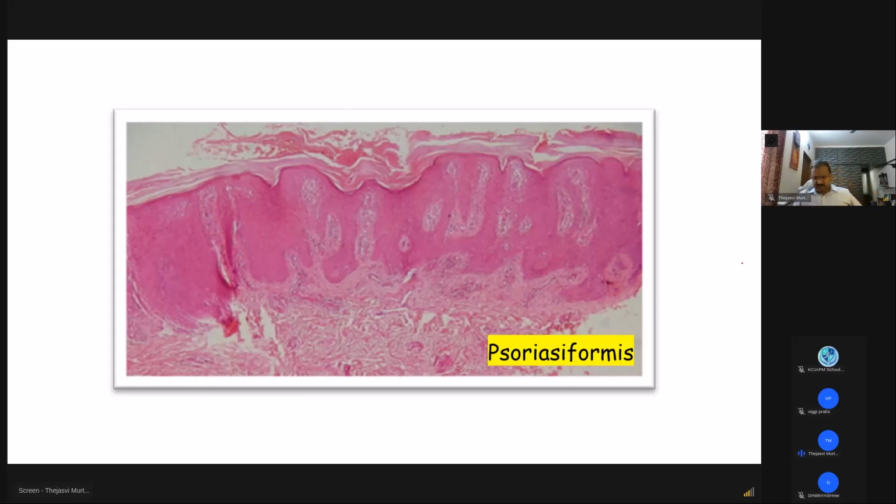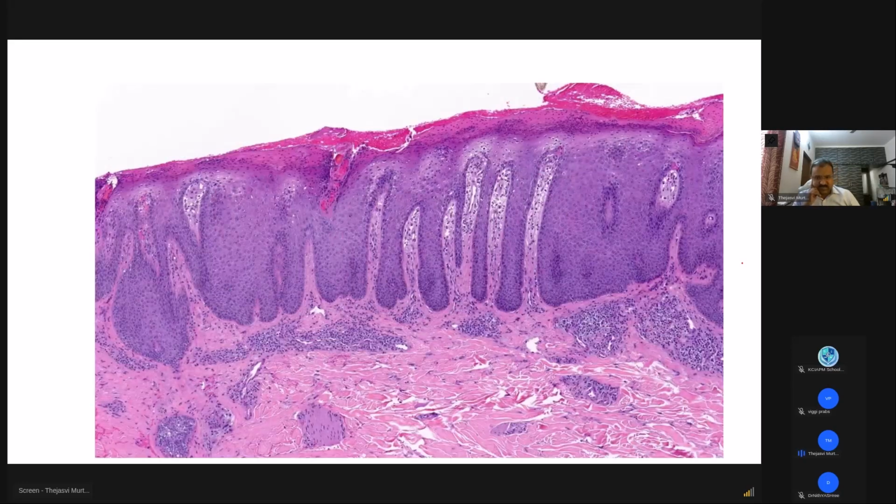Psoriasiform reaction pattern. Psoriasiform is basically epidermal hyperplasia. Coming on to the psoriasiform reaction pattern, you all know it is nothing but epidermal hyperplasia. The classical prototype is psoriasis, and what you are seeing here is confluent parakeratosis.